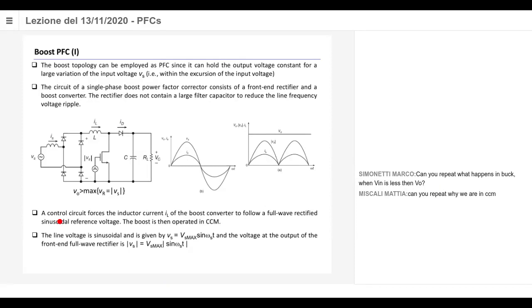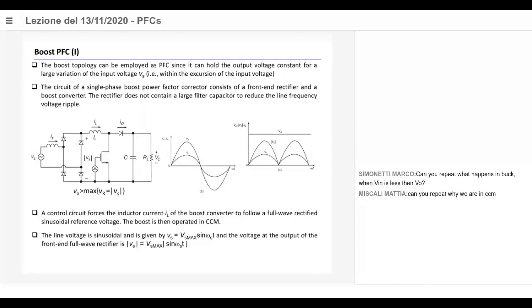So now I can answer the 2 questions. Okay, Simonetti Mark, can you repeat what happens in the buck when Vin is less than VO? When Vin is less than VO, the buck is no more a buck, because the buck always has Vin higher than VO. So this means that typically you don't have any current flowing through it.